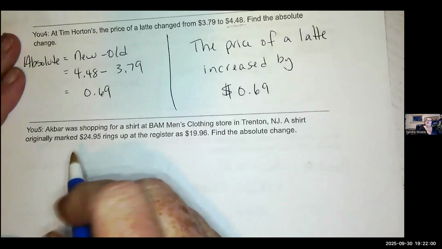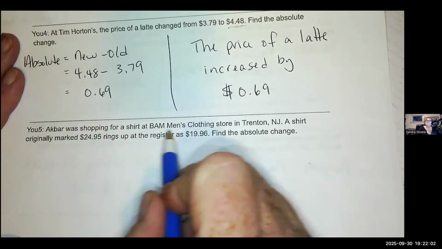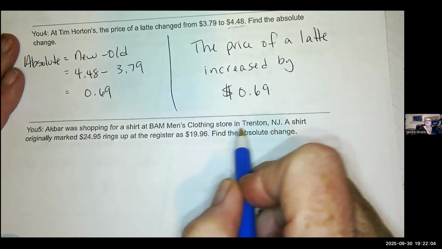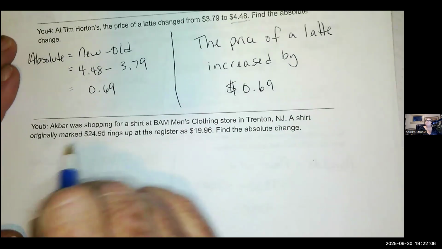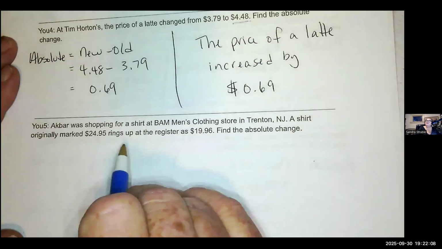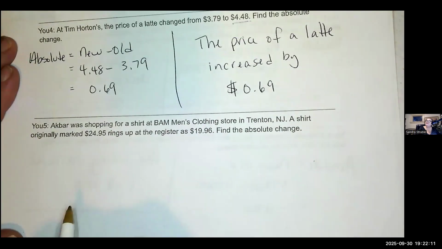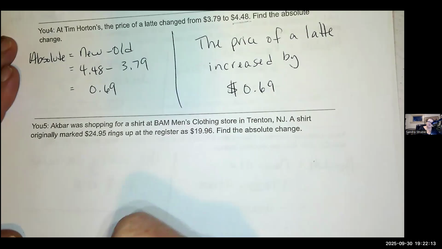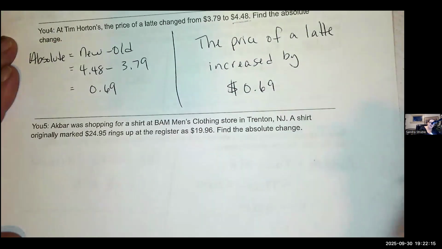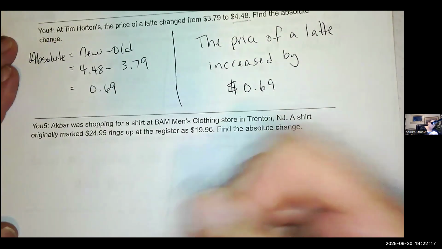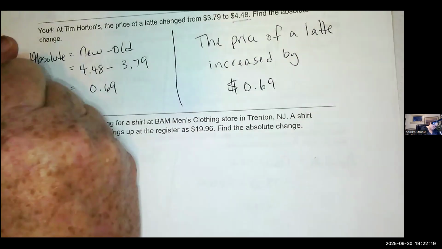All right, last one. And this one's you as well. Akbar was shopping for a shirt at BAM Men's Clothing Store in Trenton, New Jersey. A shirt originally marked for $24.95 rings up at the register for $19.96. Find the absolute change. New value minus old value. Okay, pause the video and attempt this one yourself.